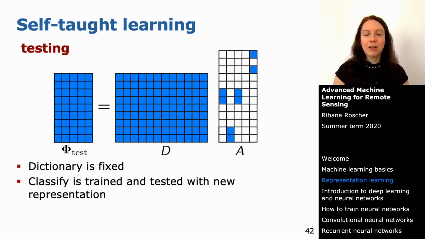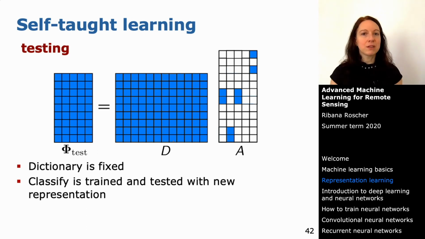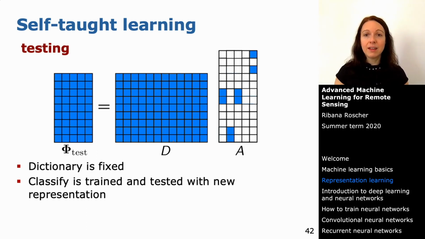Then for testing, you keep the dictionary as it is, so you fix it, you have new input data, you apply it, you make the reconstruction, you do the sparse coding as you did for the training data, and then you use the obtained activations and feed this as input to your classification model, which you learned from the training data. So actually you have two steps. First of all, you apply the sparse representation, so you do the sparse coding, and then you use a classifier.